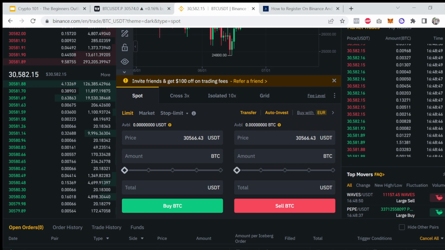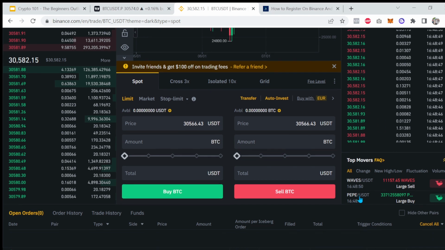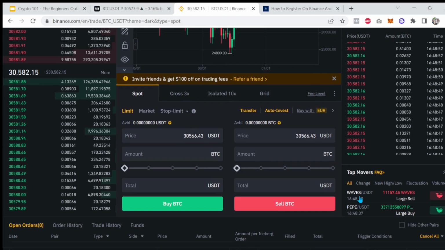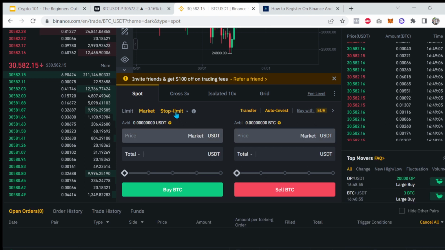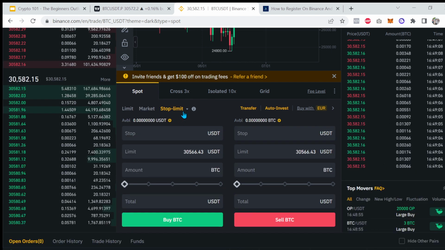Right below the charting tool, we're going to be talking about spot trading on Binance. Spot trading is the section where you spot trade. Spot trading is basically buying right on the spot. You can buy at the market price, you can buy at the limit price. There are various types of orders when it comes to spot trading. So this is where you would be doing your default trading.